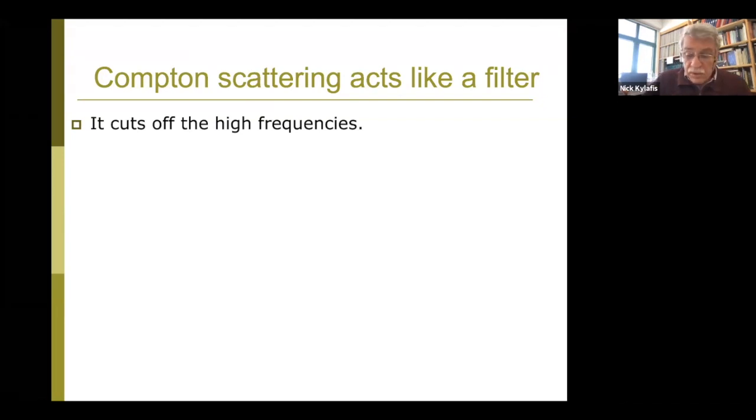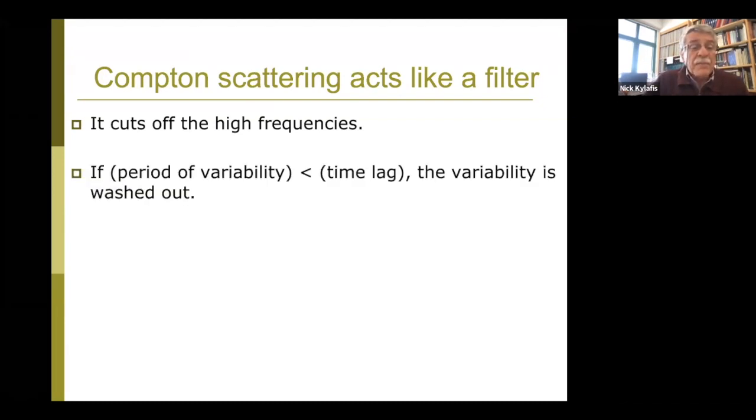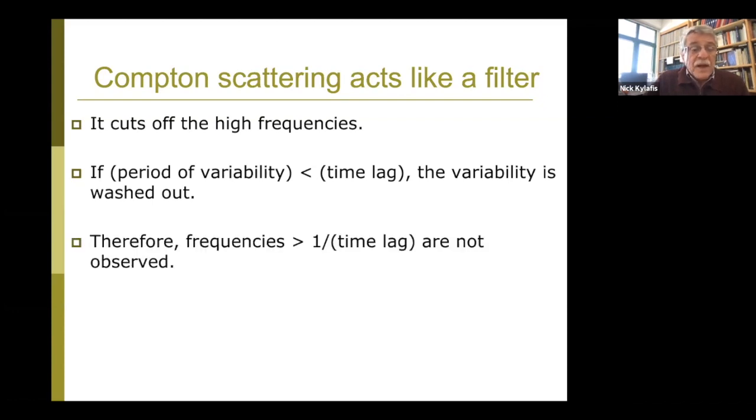So this is what I say here. If the period of variability is smaller than the time lag, the variability is washed out. If it is larger, it will not be affected. It will not be washed out. Therefore, frequencies larger than 1/time lag are not observed, according to the above. So high frequencies are not observed because they're washed out by the Compton scattering process.